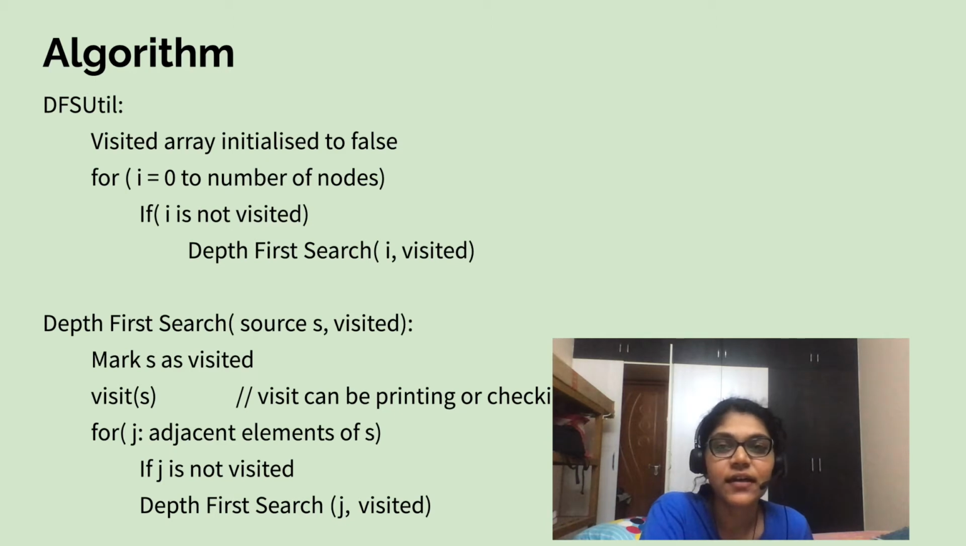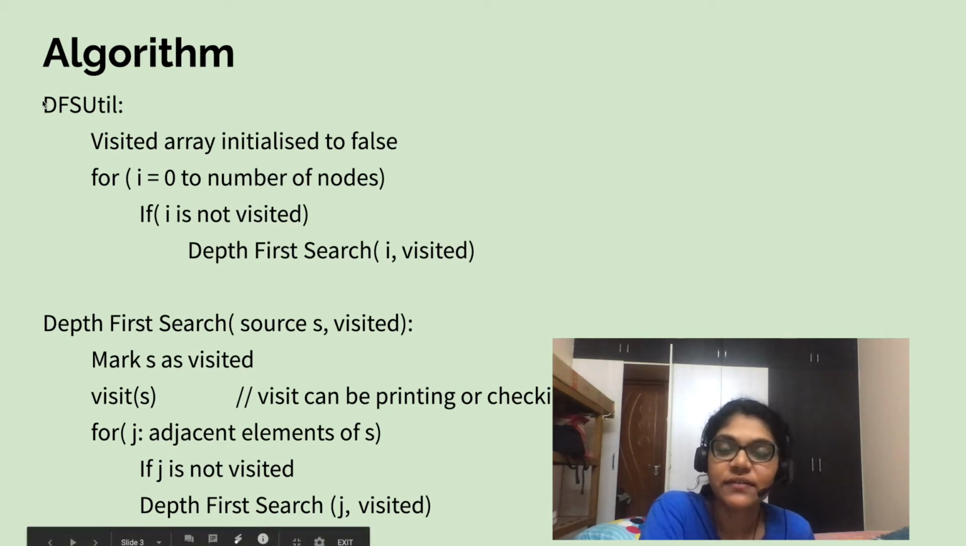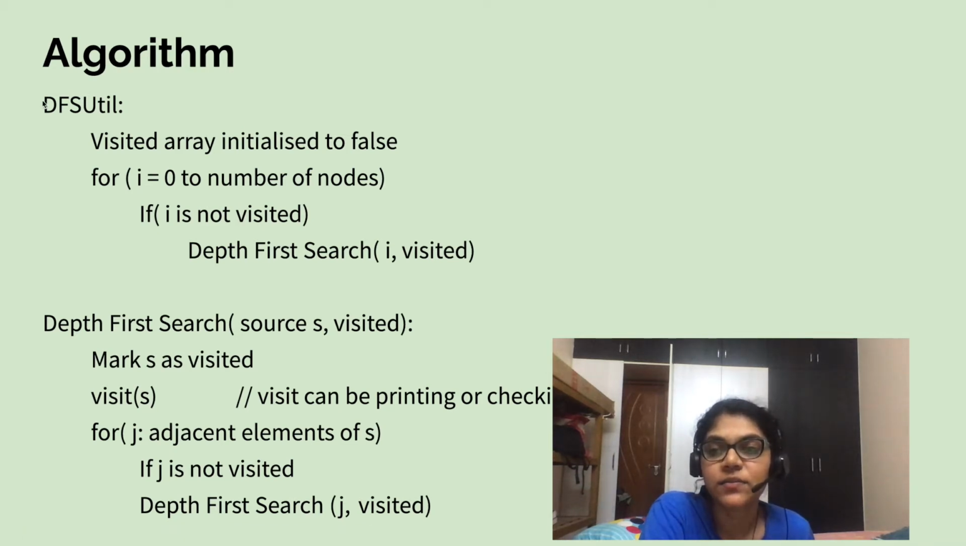Let's see the algorithm. Similar to the breadth first search we have discussed, we have written a depth first search algorithm which suits disconnected graphs also. The DFS util function traverses through all the nodes of the graph to make sure we have visited every node, and the depth first search function takes the input of a vertex from the current component and traverses the complete component recursively.